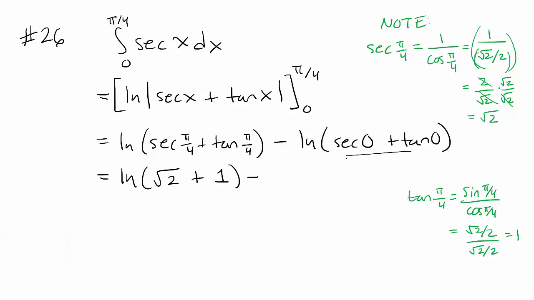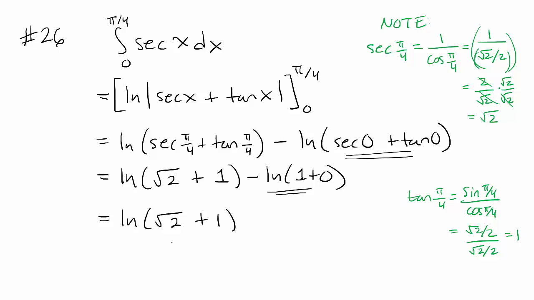And then you can do similar reasoning for secant and tangent of 0, and you're going to end up having ln of 1 plus 0, but ln of 1 is just 0, so the final answer is going to be the ln of square root 2 plus 1. That's the final answer. All right, so that's it for the review problems.